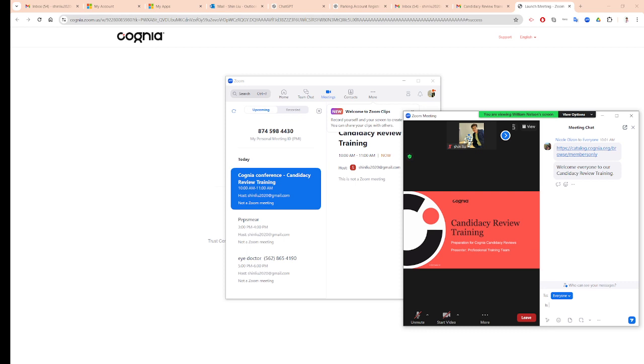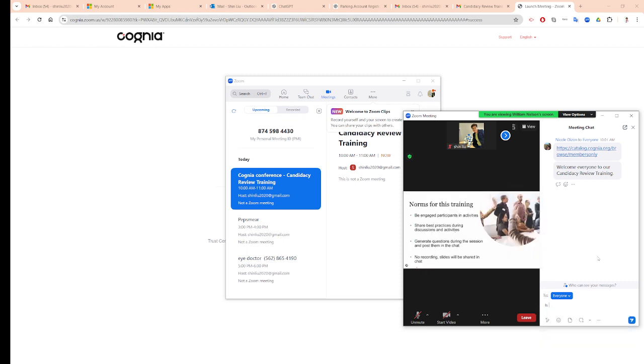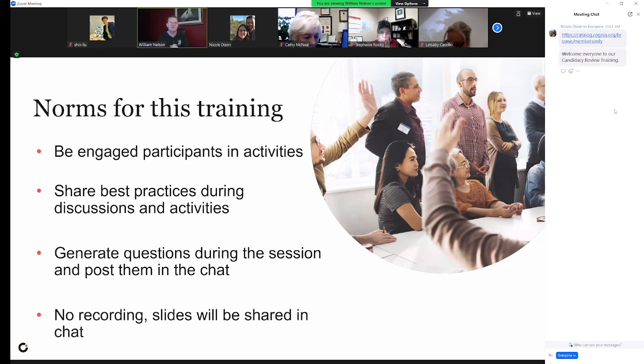We're going to get rolling, and our norms for this training are hopefully we want you to be engaged. We've got a couple of activities for you to participate in. And in our breakout rooms or in this process, we'll be sharing best practices. You can be sharing best practices and generating questions.